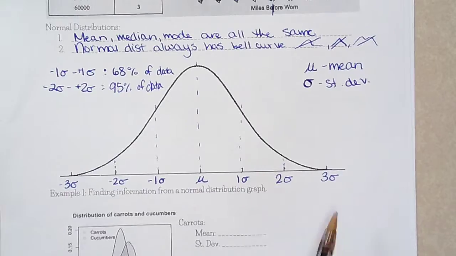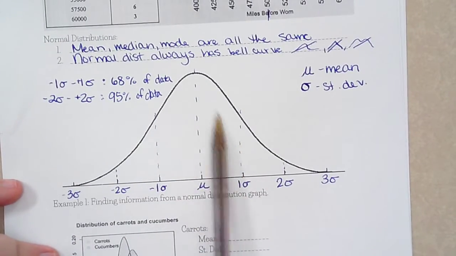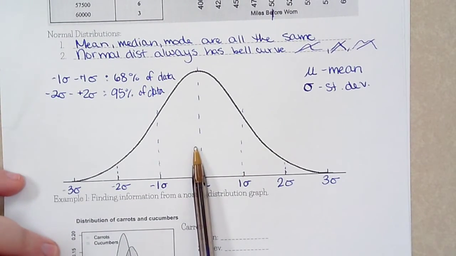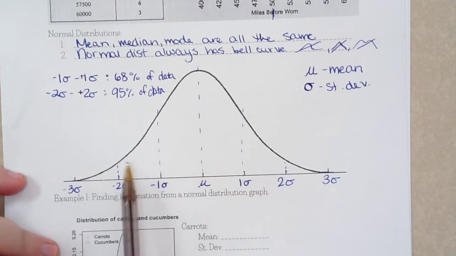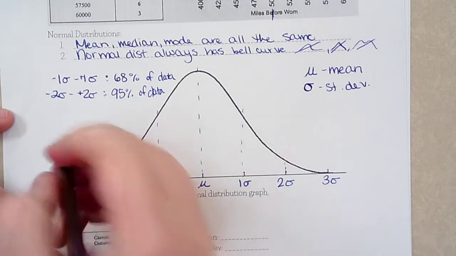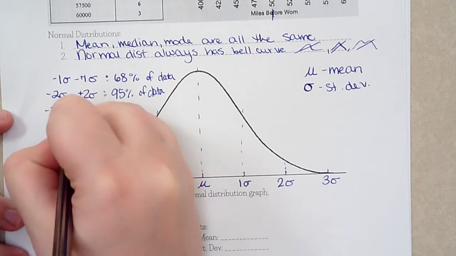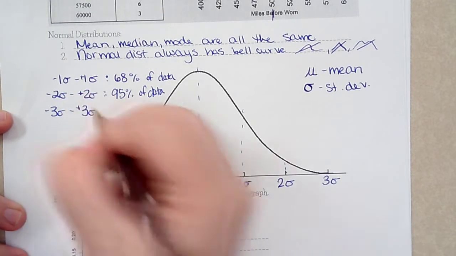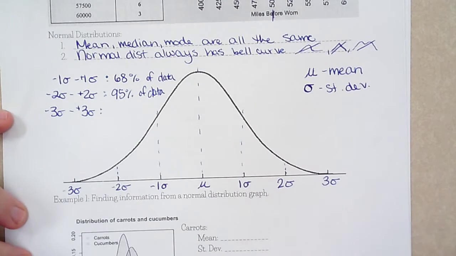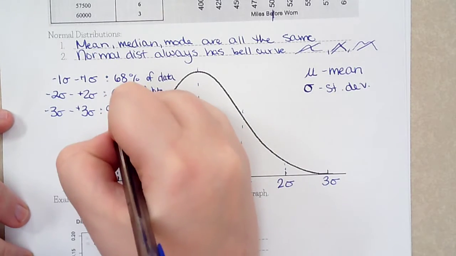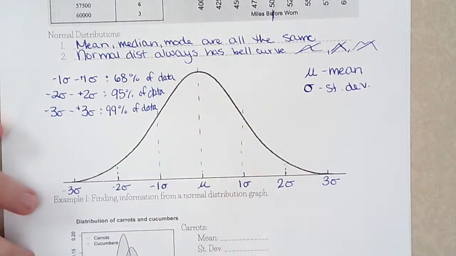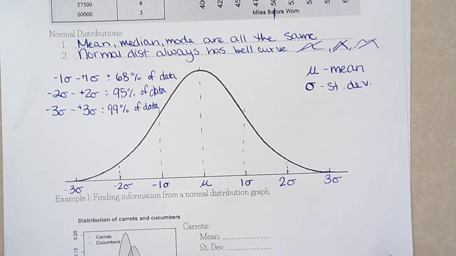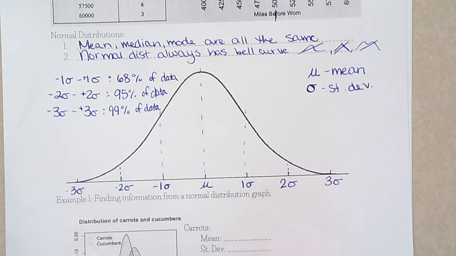That means out of your friend group, 68% are going to be pretty average. 97% are going to be a little bit taller, a little bit shorter than average. And you're going to have very few people falling outside of the -3 to +3 range. But 99% of your data is going to be here.